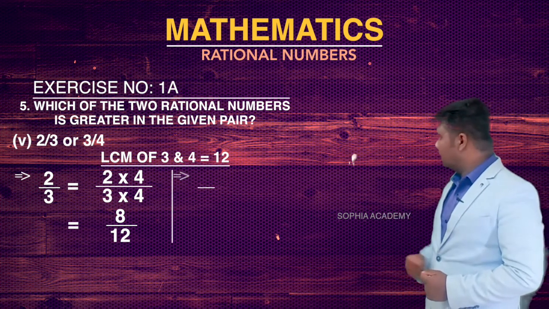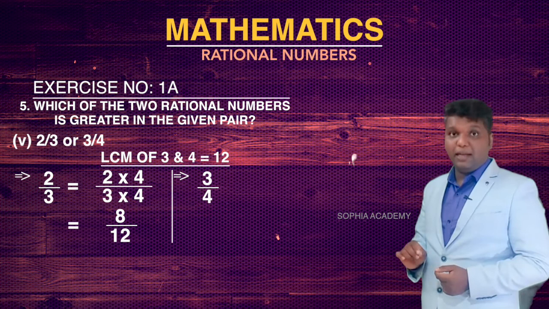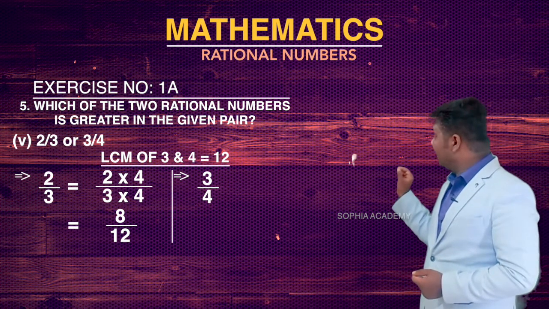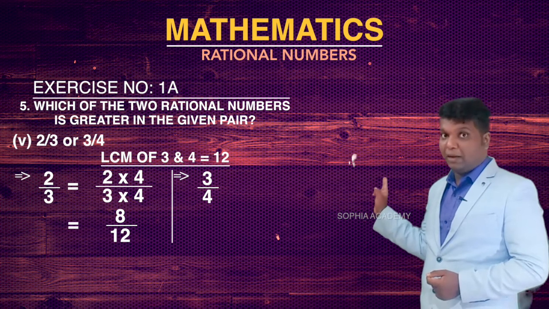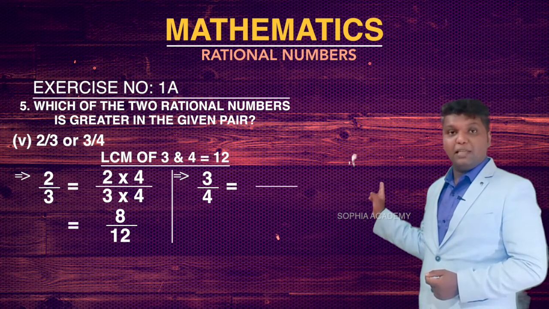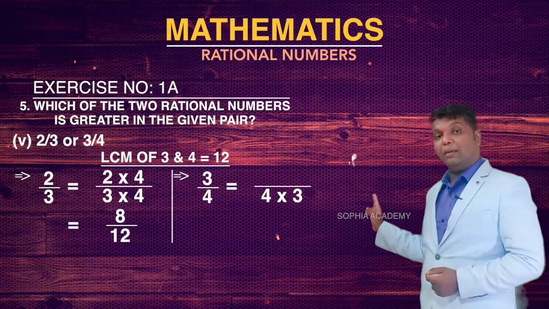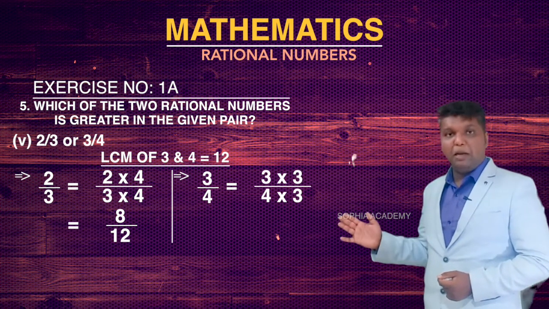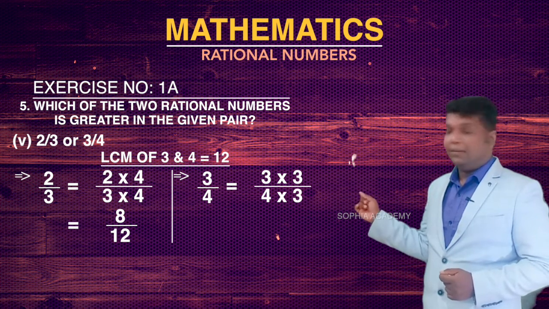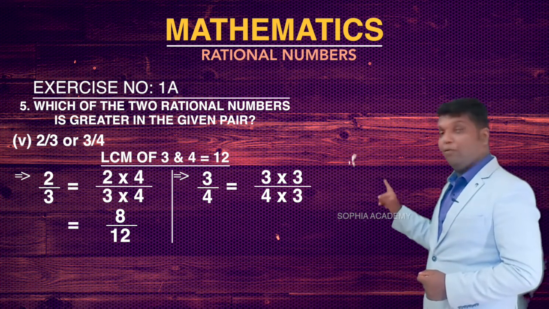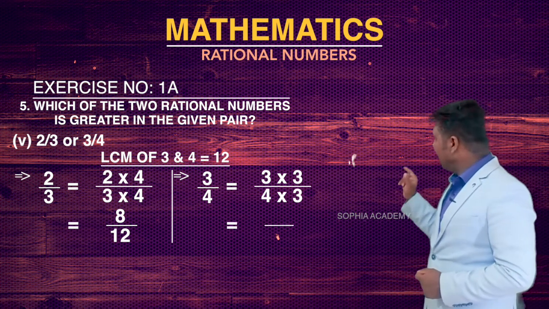Take the second rational number. It is 3 by 4, right? So the denominator here is 4. By which number should we multiply 4 so that it will become 12? It is 3. 4 3s are 12. So if you are multiplying the denominator by 3, the numerator also should be multiplied by the same number 3. So here what is the numerator? It is 3. So 3 into 3 divided by 4 into 3 is equal to 9 by 12.